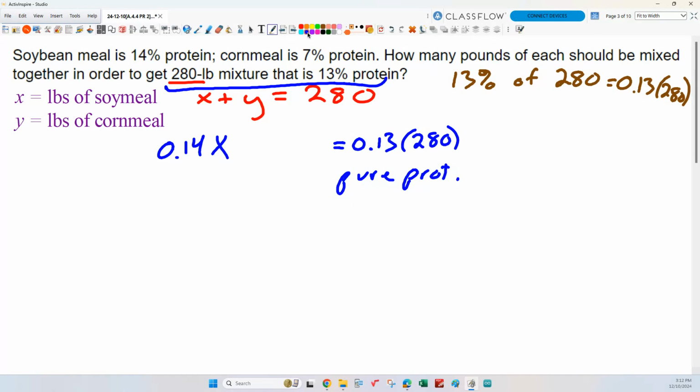How much protein are we getting from the cornmeal? 0.07. Why? Because I'm taking 7% of Y, that's the total weight of all the cornmeal. Everybody get that? Okay. So there's my other equation: 0.14x plus 0.07y equals whatever that number is, 0.13 times 280. Okay, make sense?